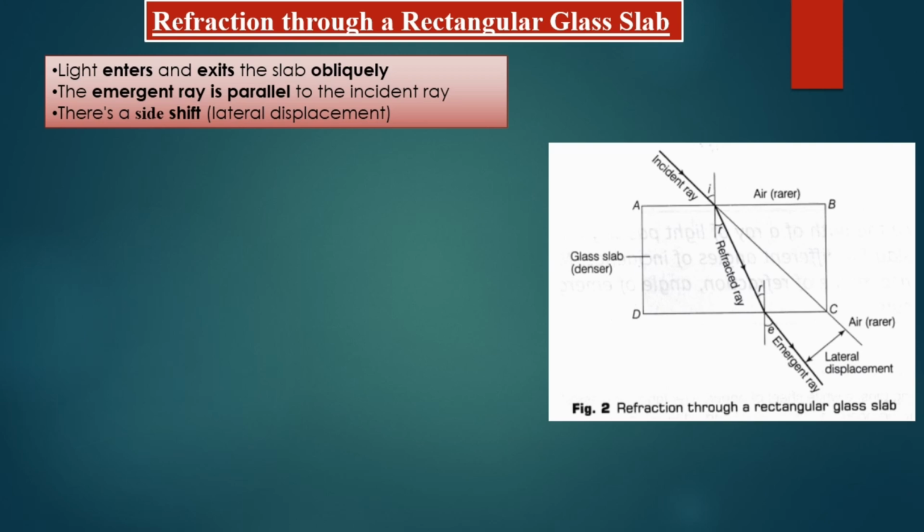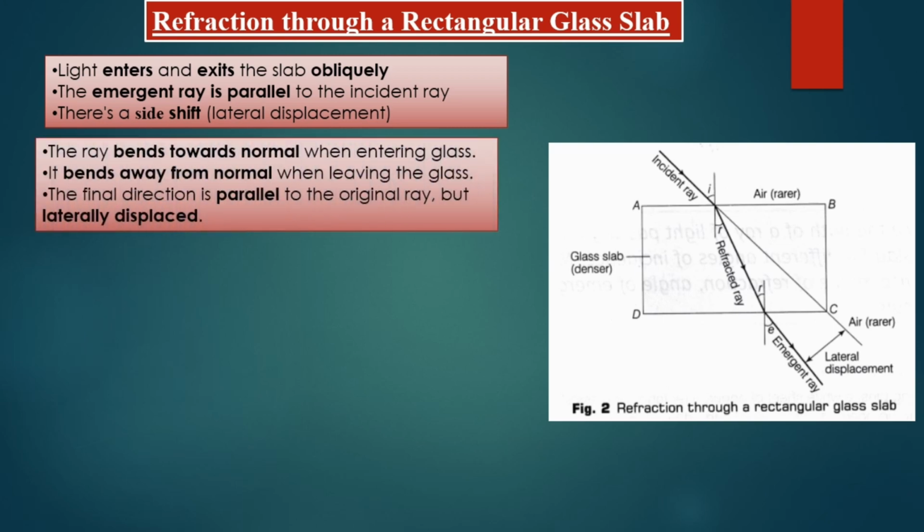First, the light ray hits the first surface of the glass. It bends towards the normal because it's entering a denser medium, glass. Then, as the light travels through the glass slab, it moves back into air, which is a rarer medium. So now it bends away from the normal. But here is the cool part. The emergent ray that comes out is parallel to the incident ray, but it's shifted sideways. This sideways shift is called lateral displacement.